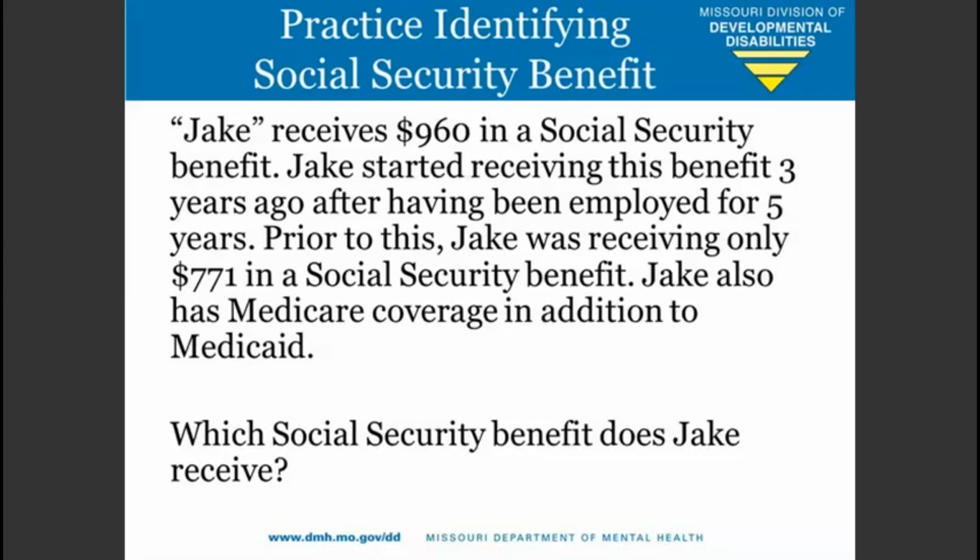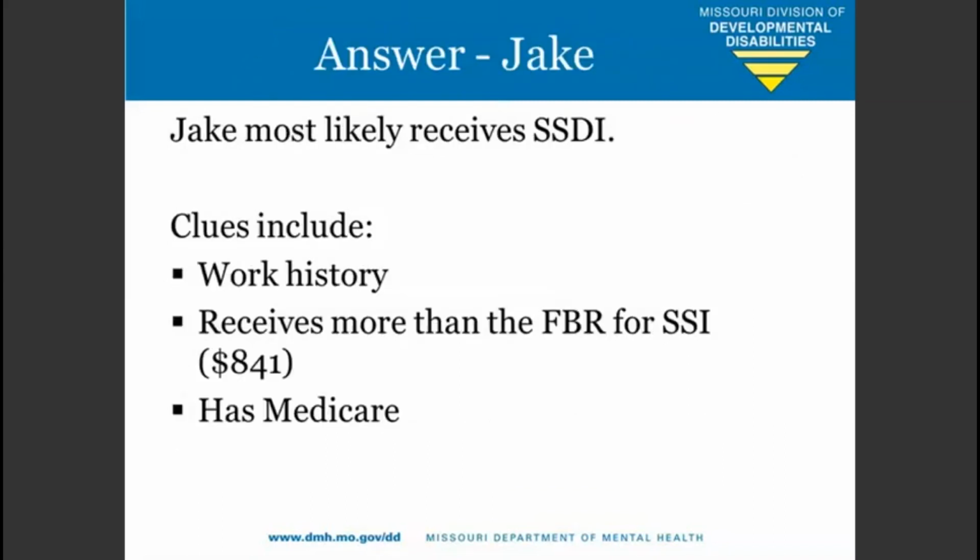And Catherine says SSDI. Let's see if she's right. So yes, Jake most likely receives SSDI. Our clues in this were that he has a work history. That's a requirement, unless it's based on a parent's work history. And he receives more than the federal benefit rate of $841. So if somebody's getting more than $841, it can't just be SSI. And then finally, he has Medicare. And we know that in order to have Medicare, you've got to be getting that SSDI benefit.